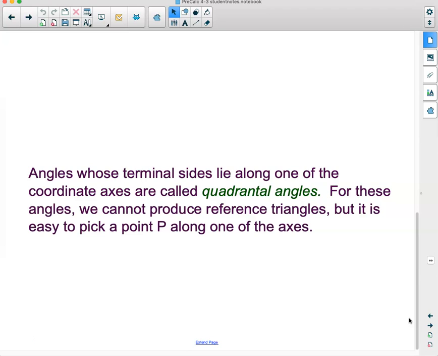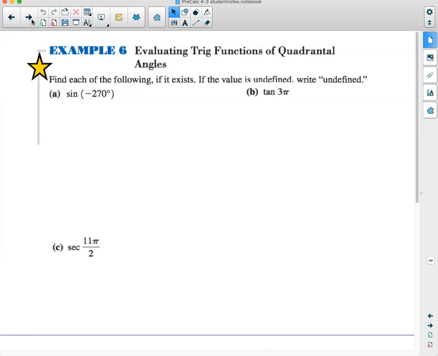But this is the good part. It is really easy to pick a point P along one of those axes. And in fact, it doesn't matter which of the points we pick, but of course we want to pick the easiest one, the nicest one to work with, and that's what we're going to do. So example 6 says, let's start thinking a little differently here. Evaluating the trig functions of quadrantal angles. Find each of the following if it exists, because we will find the quadrantal angles. Sometimes we have to put undefined because we're dividing by 0 and we know we can't do that. So if the value is undefined, write undefined.